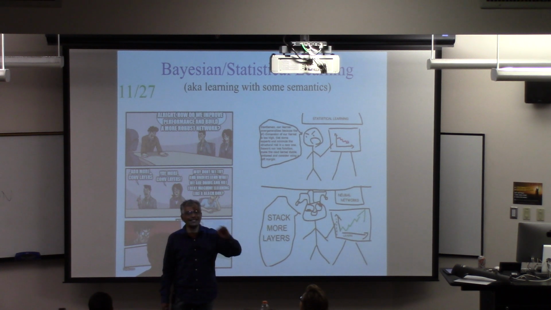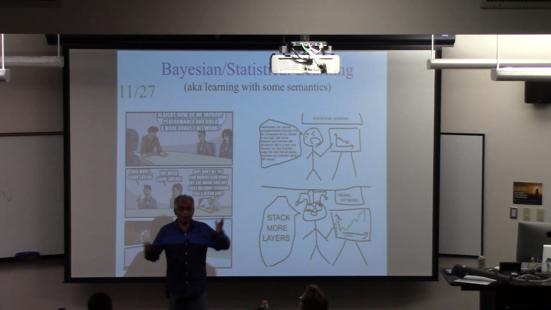The word Bayes is overused in this class, but you have to remember which Bayes is what. Okay? Bayes rule, you all know. Okay? Bayes nets, it's a particular way of representing factored probability distributions.